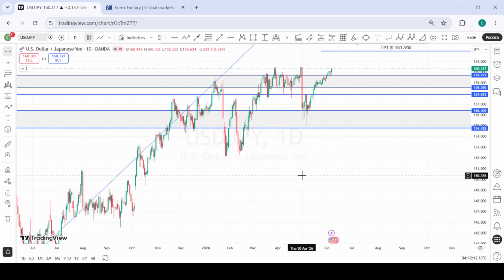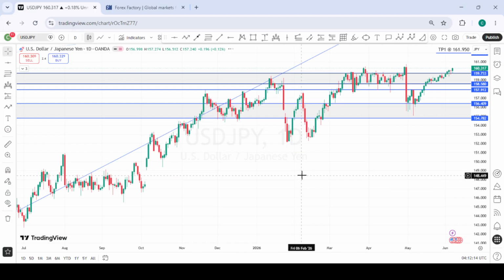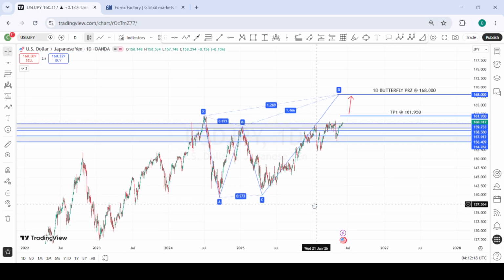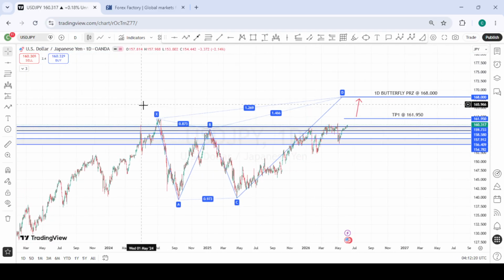And this is USDJPY. USDJPY is also forming a very huge harmonic pattern, which I think is a butterfly pattern, which has been identified here. This is the X, A, B, C, and then our D leg. We are yet to see price make its way to the D leg, or the butterfly potential reversal zone at 168.